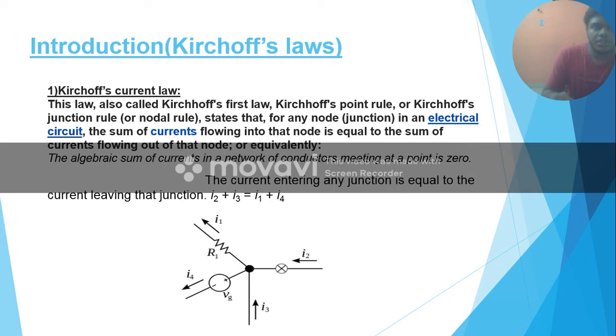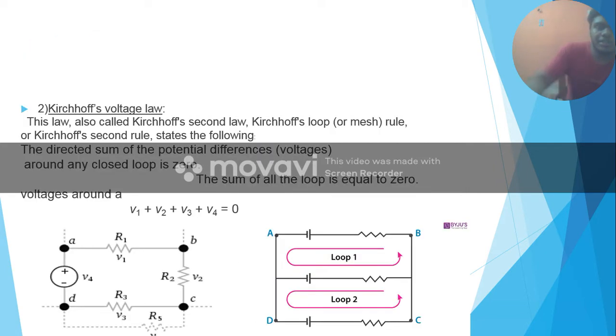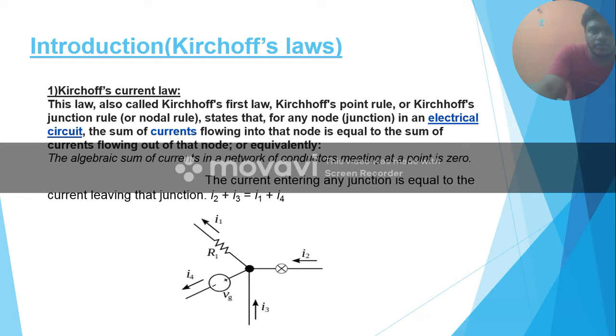Kirchhoff's laws consist of two types. One is Kirchhoff's current law and the other is Kirchhoff's voltage law. The first one, Kirchhoff's current law, is also known as the junction law or nodal rule. Simply we can say the sum of the currents entering into the node is equal to the sum of the currents flowing out of the node. Here the node represents the junction or the particular point through which the currents flow.